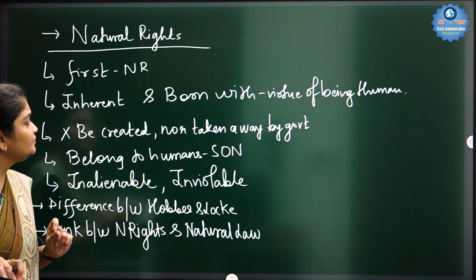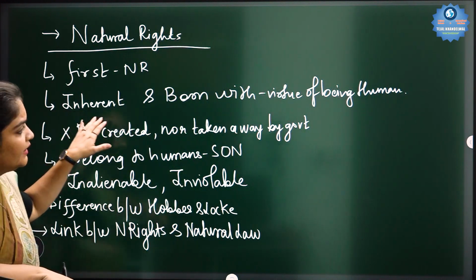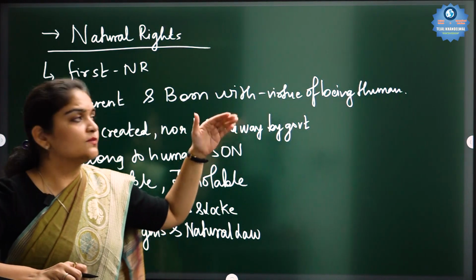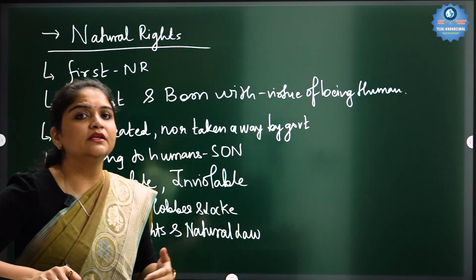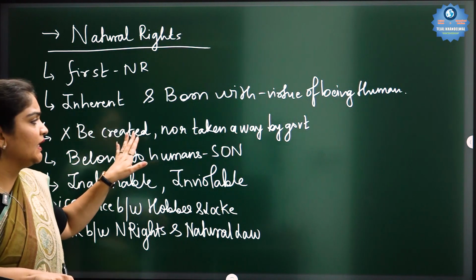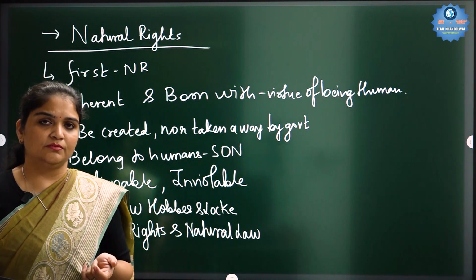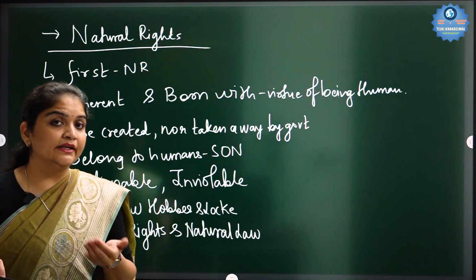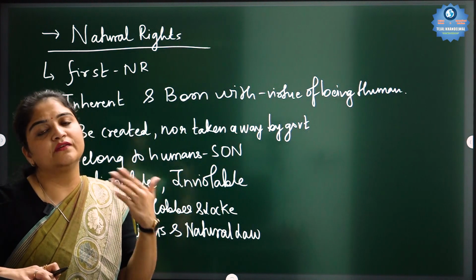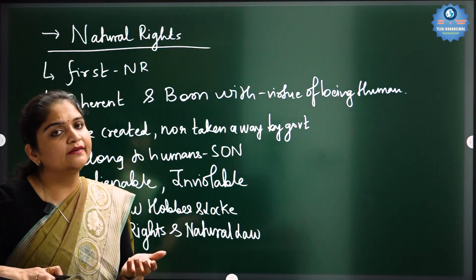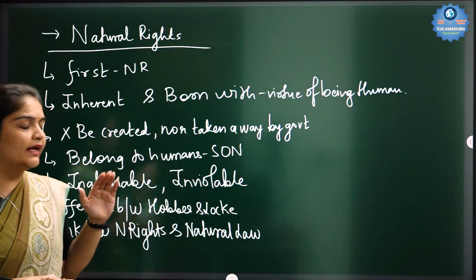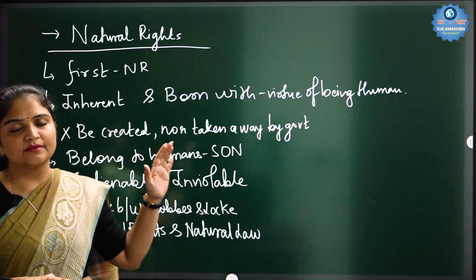So Locke says that natural rights are inherent and born. As soon as an individual is born, they are always there by virtue of being human. They are not something that has to be created, and they are not something that can be taken by government. The very idea that they are innate or inherent means there is no other source which is giving these natural rights. Neither the government, neither the God, like Filmer is saying.